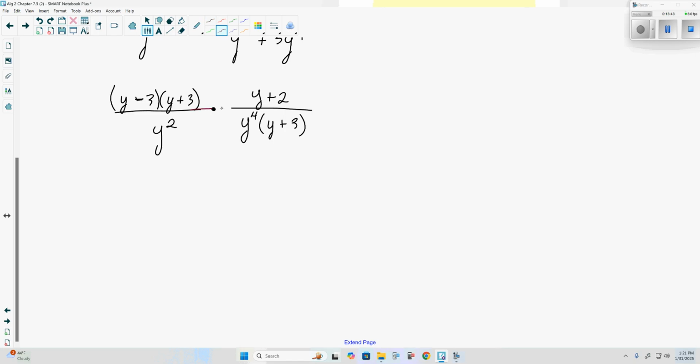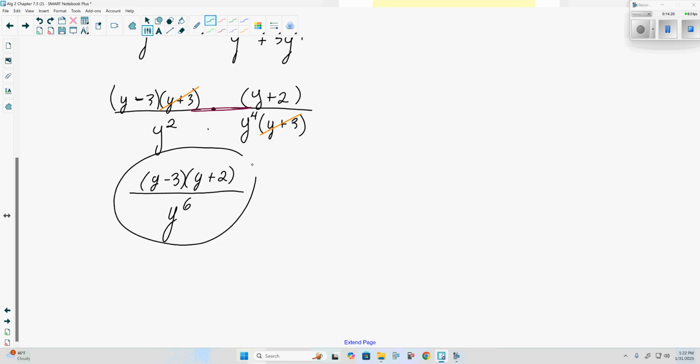And again, we're multiplying them together. We're going to make this one big rational expression. Well, what's in common on top and bottom? Y plus 3. Anything else? No. So the numerator, when we multiply it fully together, we'd have y minus 3 times y plus 2. What do we have on bottom? We have y squared times y to the 4th, which would be y to the 6th, because when we multiply like bases, we add those exponents.